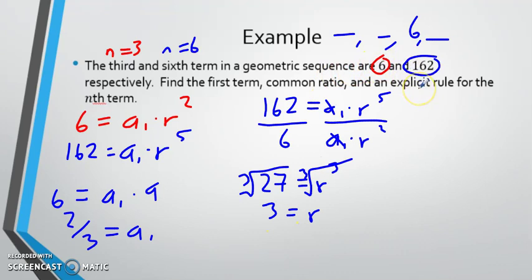The last thing we need to do is write the explicit rule for the nth term. So for the explicit rule, it's a sub n equals, and then you plug in the a sub 1 value. That's something that's set and won't change from one solution to the next. So I'm going to write 2/3 times r raised to the n minus 1 power. And then there's not much simplifying you're going to be able to do on that example, so you can just leave it in that state.